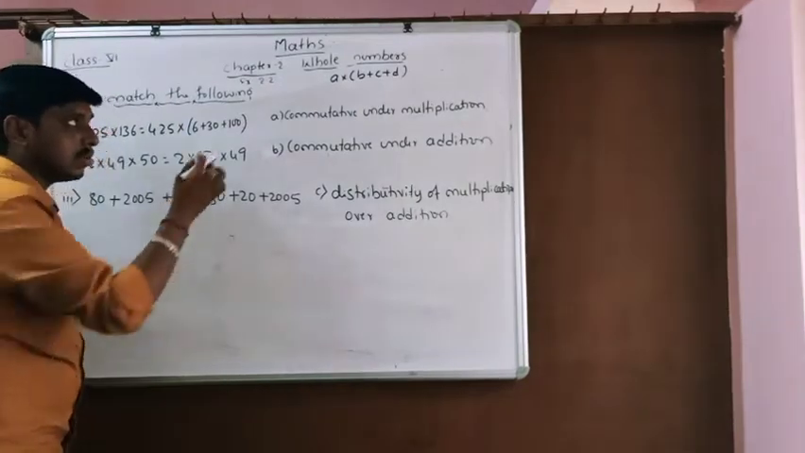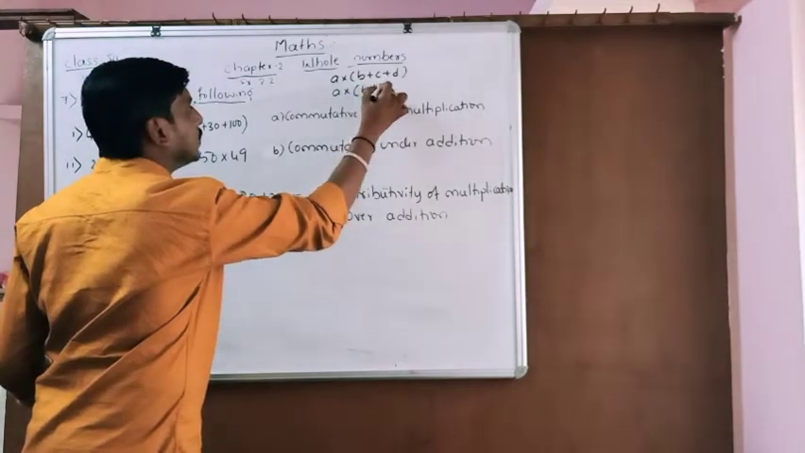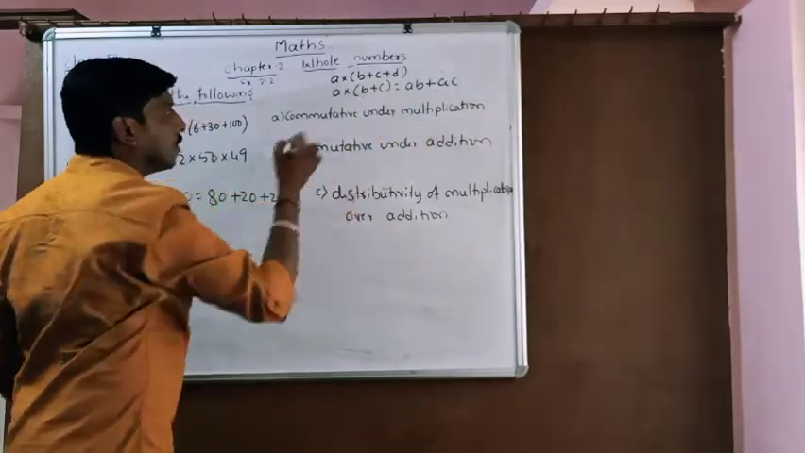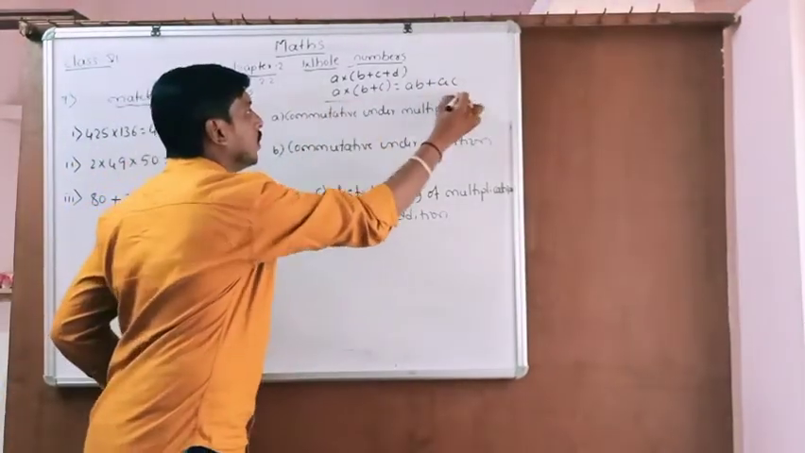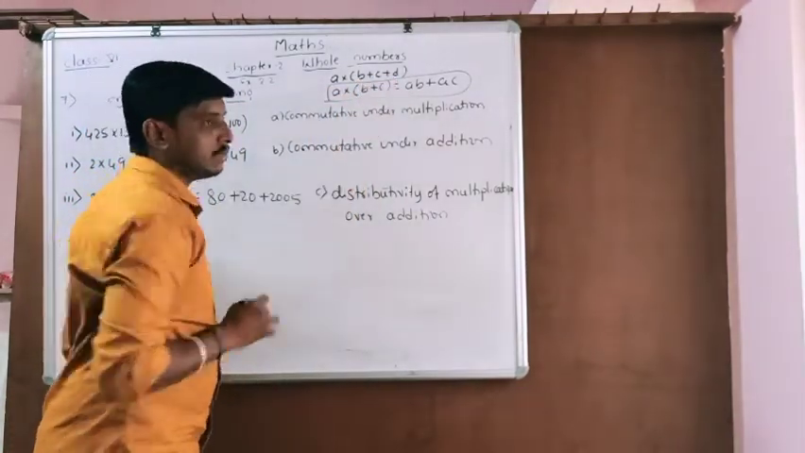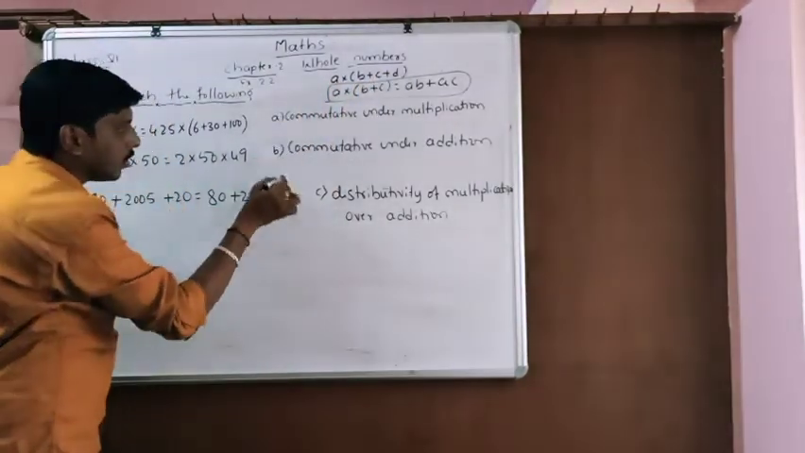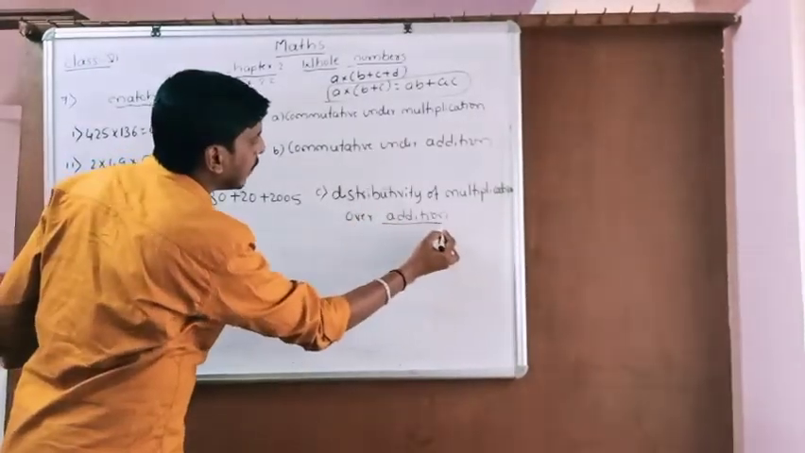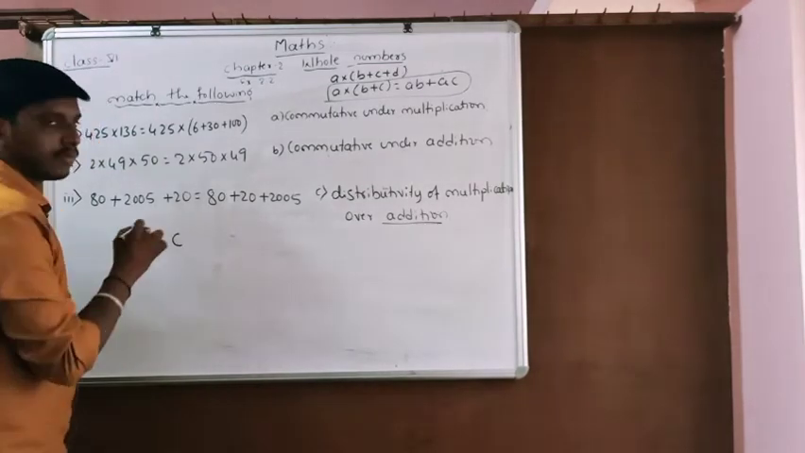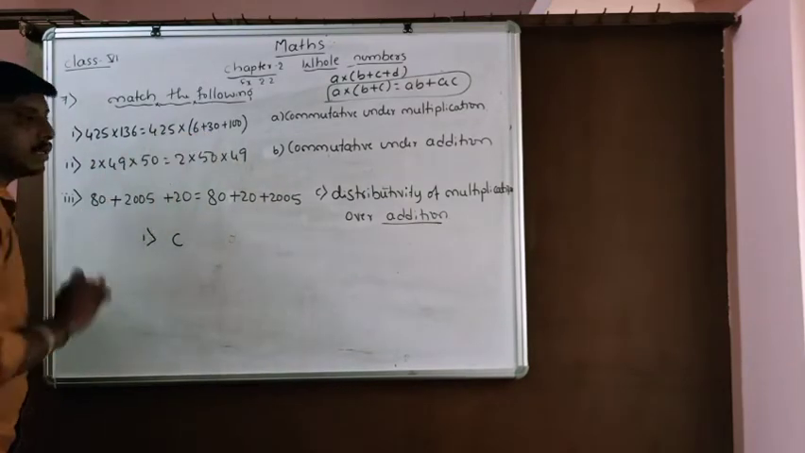What type of property? Instead of two numbers, we write the distributive property like that. A into bracket of B plus C equals A into B plus A into C. This one we discussed. This is what? Distributive property over addition. Instead of two numbers, they gave how many numbers? Three numbers. So it is distributive property over addition. Is there any option? Distributive property of multiplication over addition. For the first one, what is the answer? C. Distributive property of multiplication over the addition.